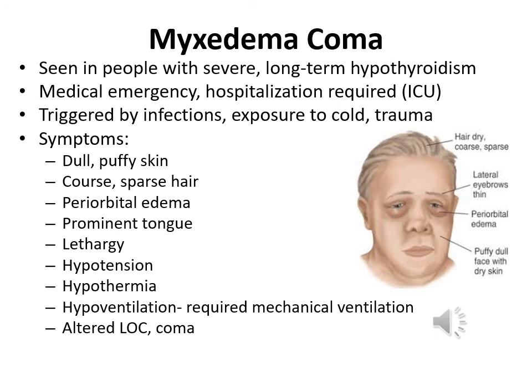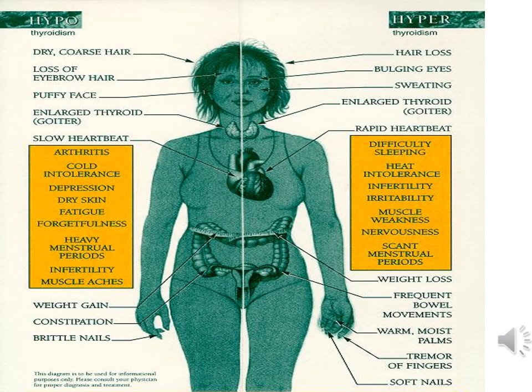Late signs of myxedema coma would be hypotension, hypothermia, hypoventilation, which requires mechanical ventilation, altered level of consciousness, and coma. Treatment includes supporting hemodynamic status and administering IV thyroid hormone replacement medications. This is a great image that helps differentiate the clinical manifestations for both hypo and hyperthyroidism.